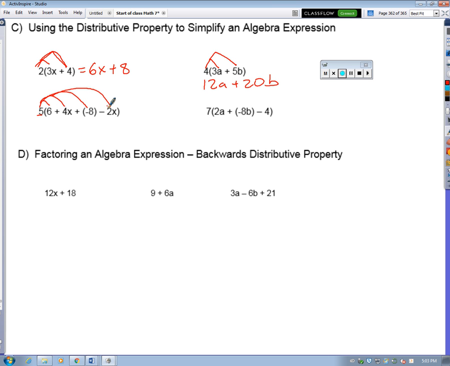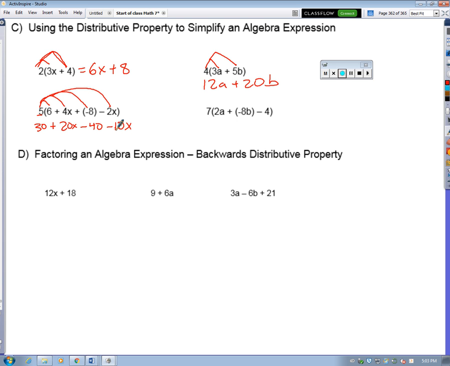Alright, so starting off, 5 times 6, 30. 5 times 4, 20. So 20x. 5 times negative 8, negative 40. 5 times negative 2x. That becomes negative 10x. 5 times 2 is 10, okay? So now we've distributed across, but now we have kind of a big, ugly expression.